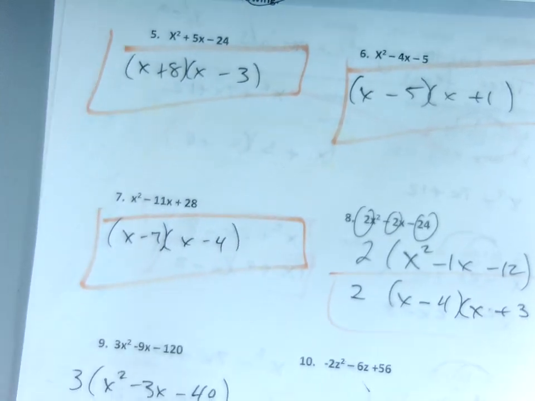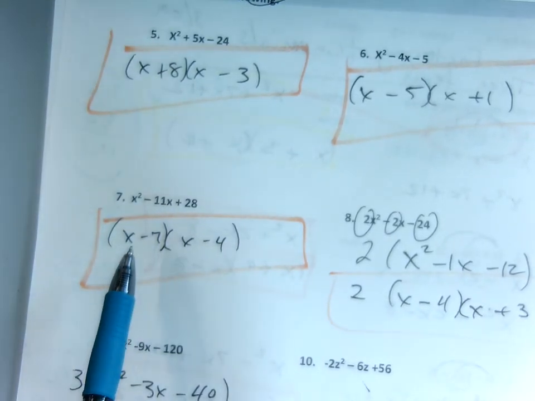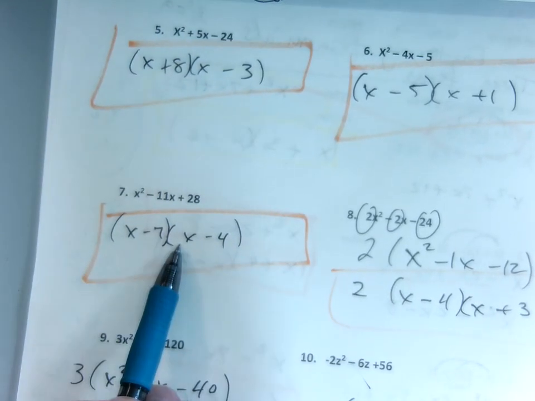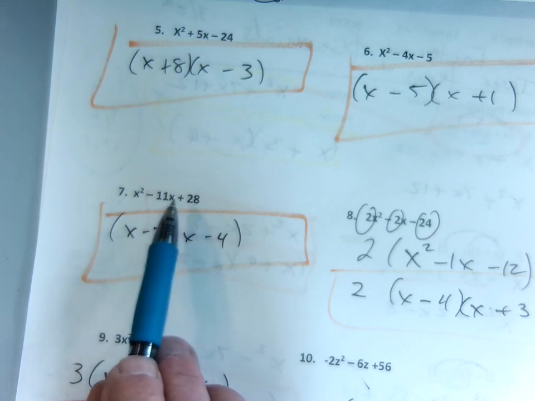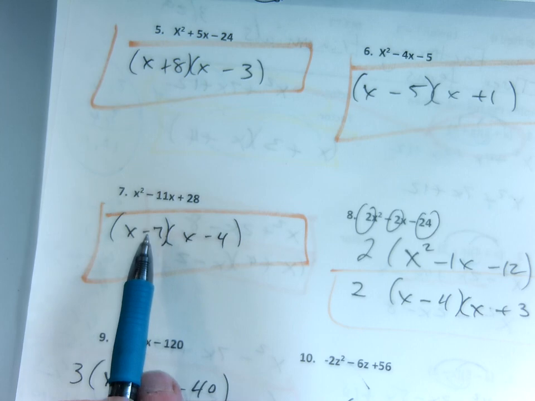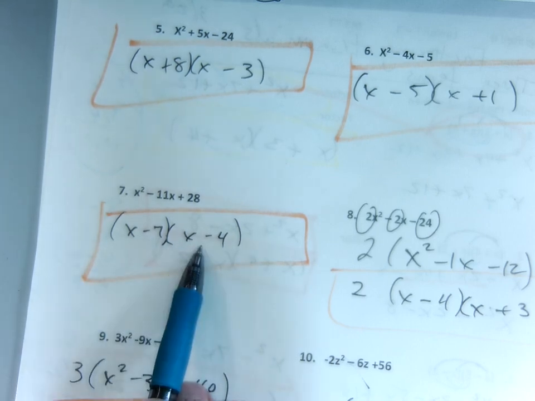Okay? 7, we did the same thing. Okay, we know it's a factored form, x and x. So we said, what times what makes 28 that also makes a negative 11? We came up with a negative 7 and negative 4. That's the only combination.